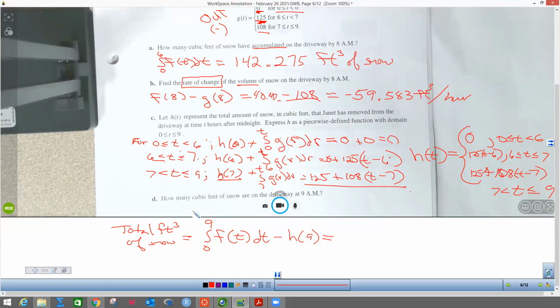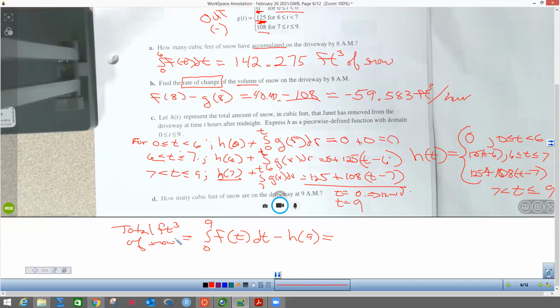And then we got the last thing. How many cubic feet of snow are on the driveway at 9 a.m.? Okay, do you remember we started at midnight, right? So t equals 0 is midnight. So at 9 a.m., that's going to be t equals 9.